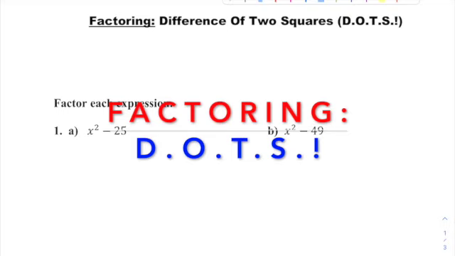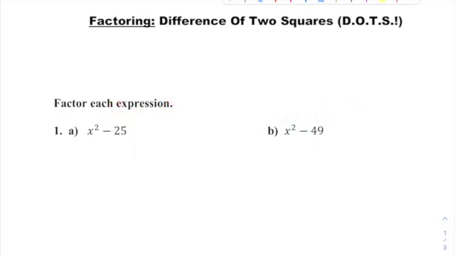Talking about a different type of factoring today, which is called the difference of two squares pattern, or as I like to call it for short, DOTS, difference of two squares.